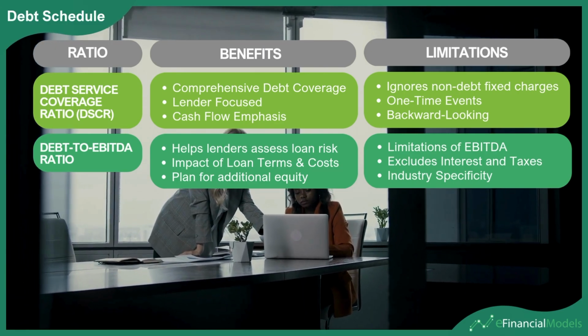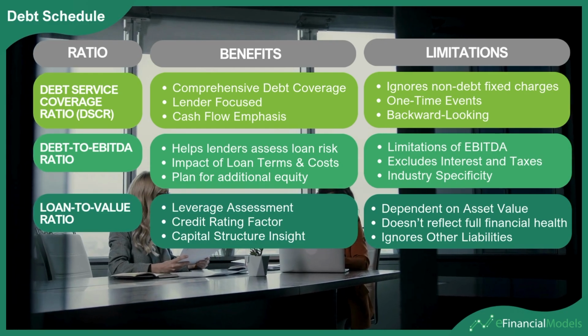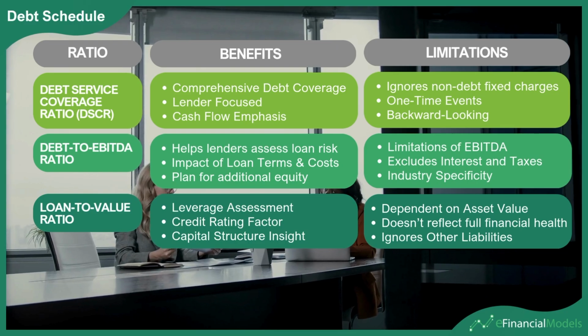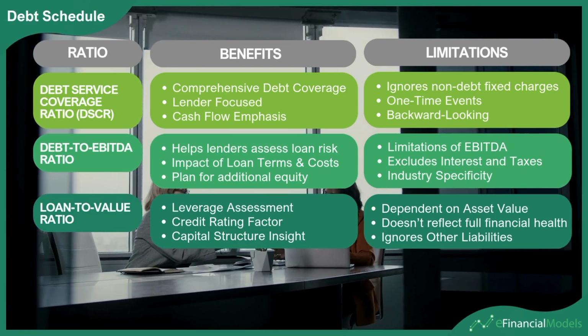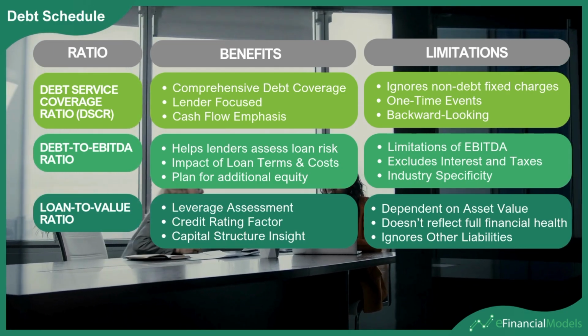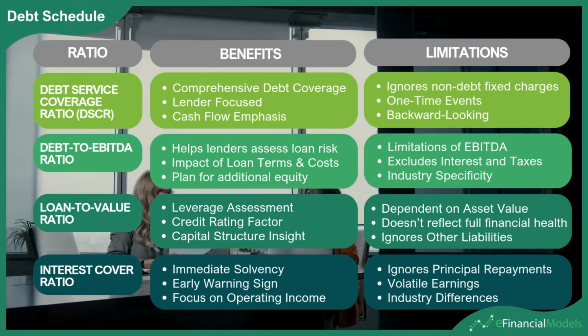For loan-to-value ratio, it is one of the primary tools for lenders to assess the risk of a loan. It impacts the loan terms and costs for borrowers, and it helps plan for the additional equity needed. Its limitations include: it is dependent on the asset value used in the calculation, it doesn't reflect the full financial health, and it ignores other liabilities. Lastly, for interest coverage ratio, it measures a company's immediate solvency.